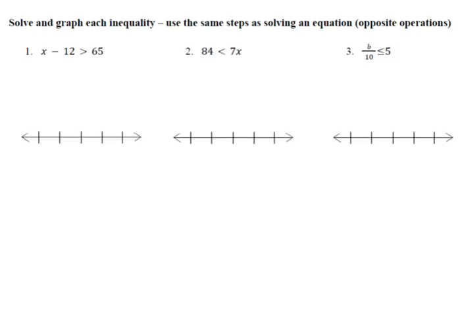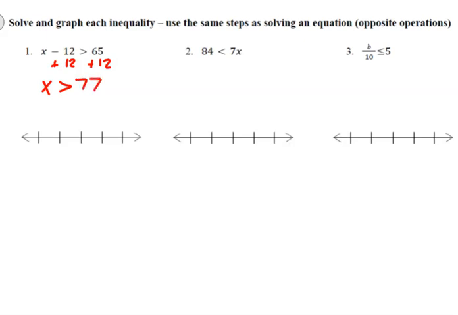So it says to solve and graph each inequality, use the same steps as solving an equation, meaning use those opposite operations, right? So we're going sort of back to the beginning, to our basic equations. So if I have x minus 12 greater than 65, I'm trying to get x by itself just like we were. So if it's a minus 12, the opposite operation is a plus 12. So x is now greater than 77.